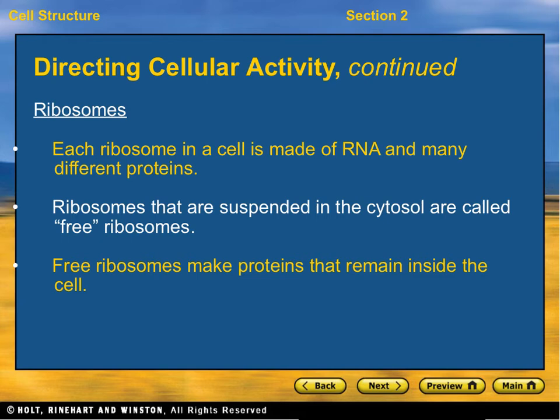Okay, next we're going to look at ribosomes. And we have a couple different types of ribosomes that we're going to look at. Now ultimately, each ribosome in a cell is made of RNA and different proteins. Okay, ribosomes that are suspended in the cytosol are what we call free ribosomes, okay? So they're free to move about. And these make proteins that remain inside of the cell.